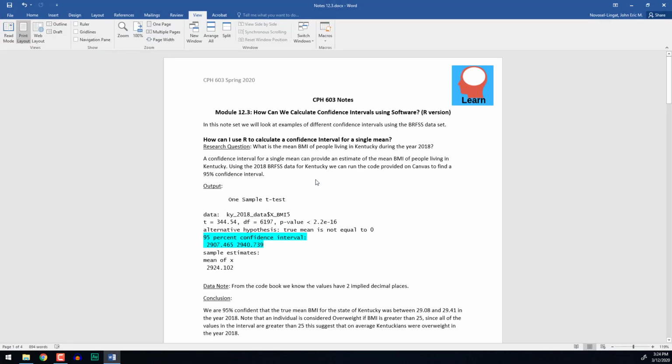In this note set, we're going to look at how to calculate different confidence intervals and how those confidence intervals can help us with different research questions that we might have about the BRFSS data set. Starting out, we're going to look at a confidence interval for a single mean. Our research question here could be, what is the mean BMI of people living in Kentucky during the year 2018? A confidence interval can help us estimate what that mean BMI is. We're going to use R to see how to find that value.